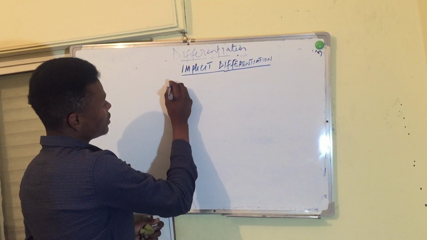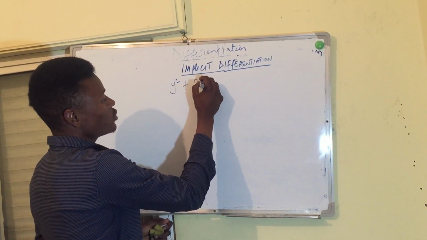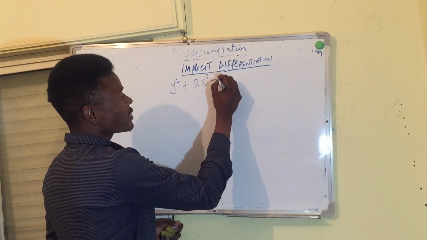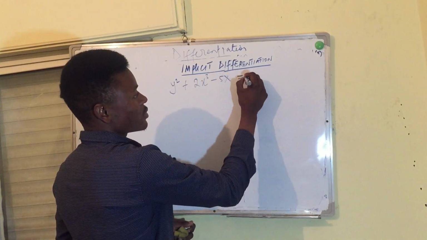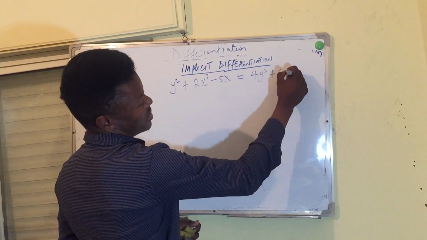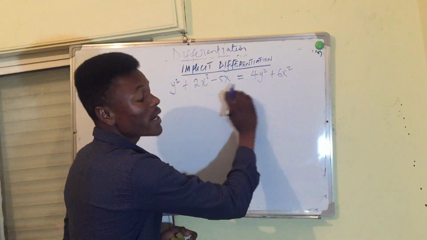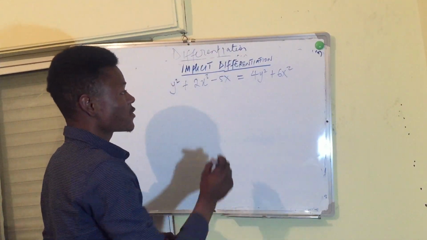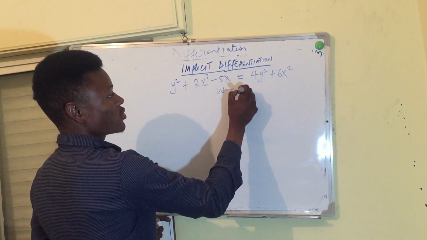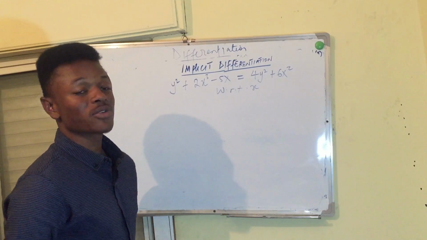one problem. For example, muna da function y square plus 2x cubed minus 5x is equals to 4y square plus 6x square maybe. So find the differentiate wannan abun with respect to x. Differentiate it with respect to x.